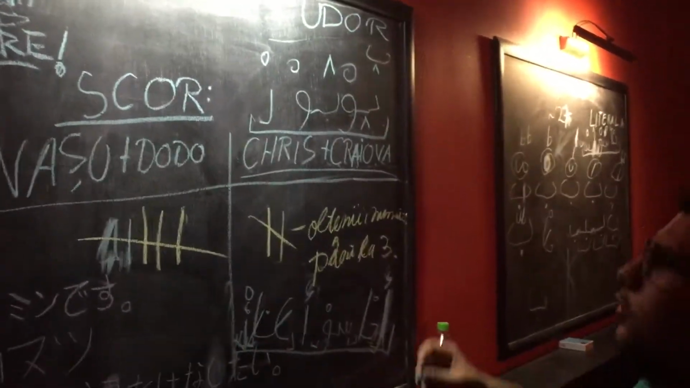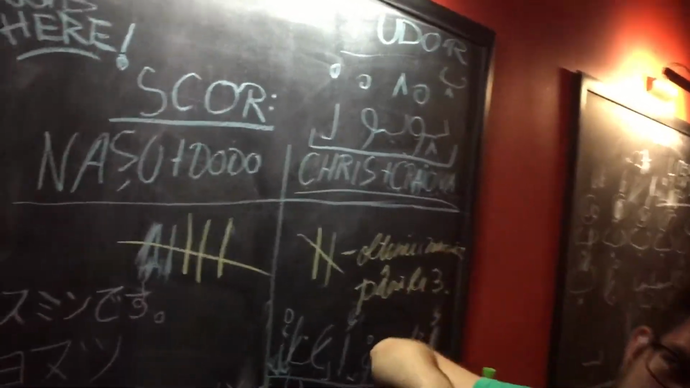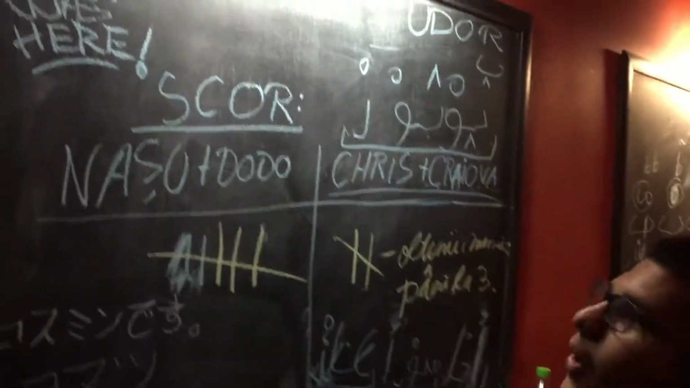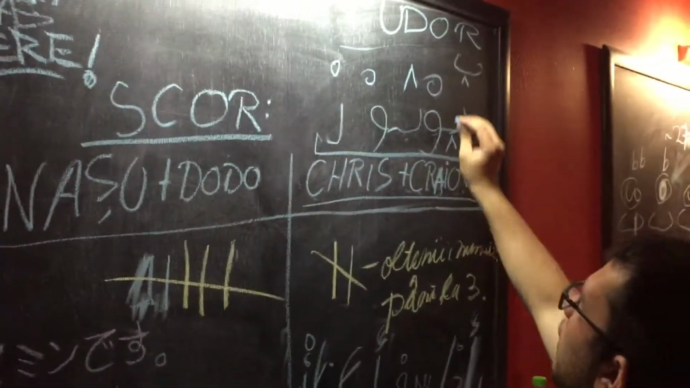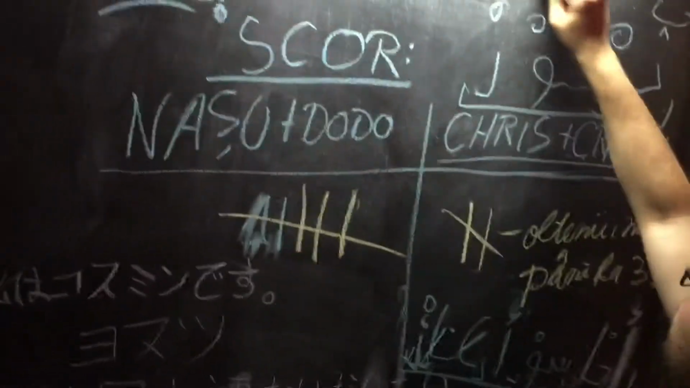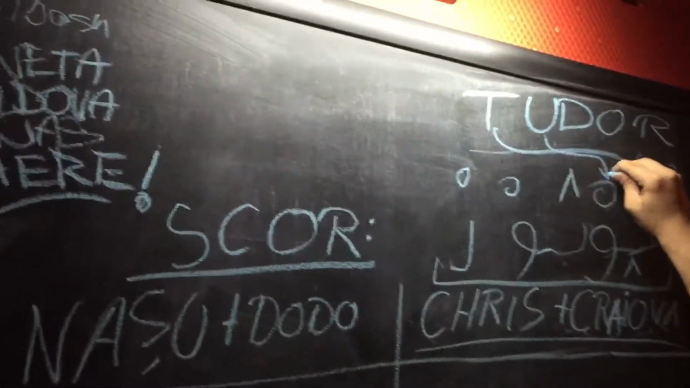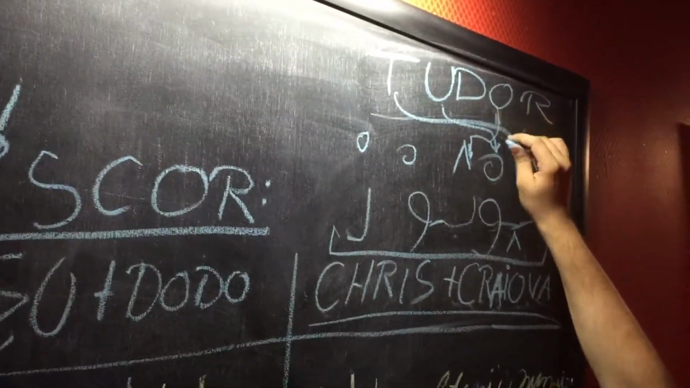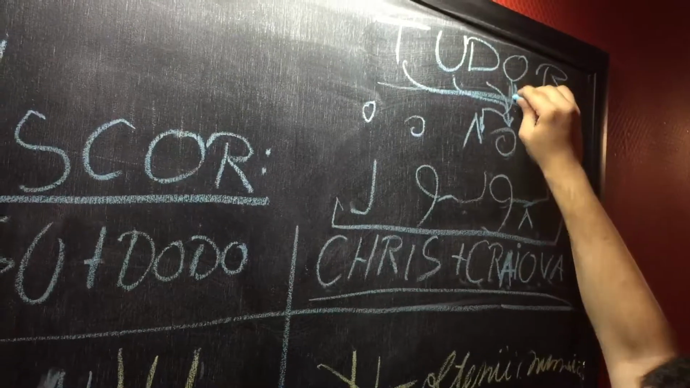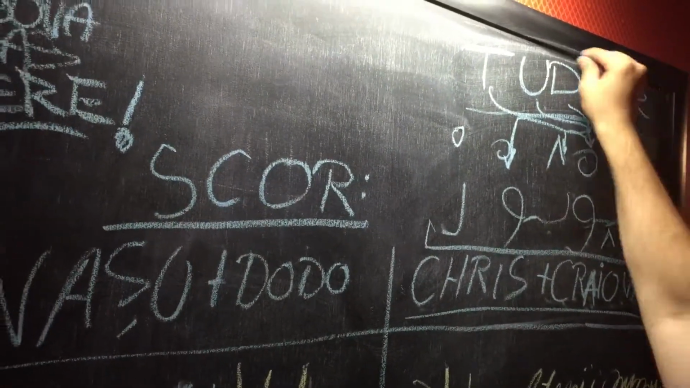My goal was to translate Tudor into Arabic letters, which gets into this thing. So, like I said, first of all, Arabic letters are different in order. They go like this. And this goes all the way.